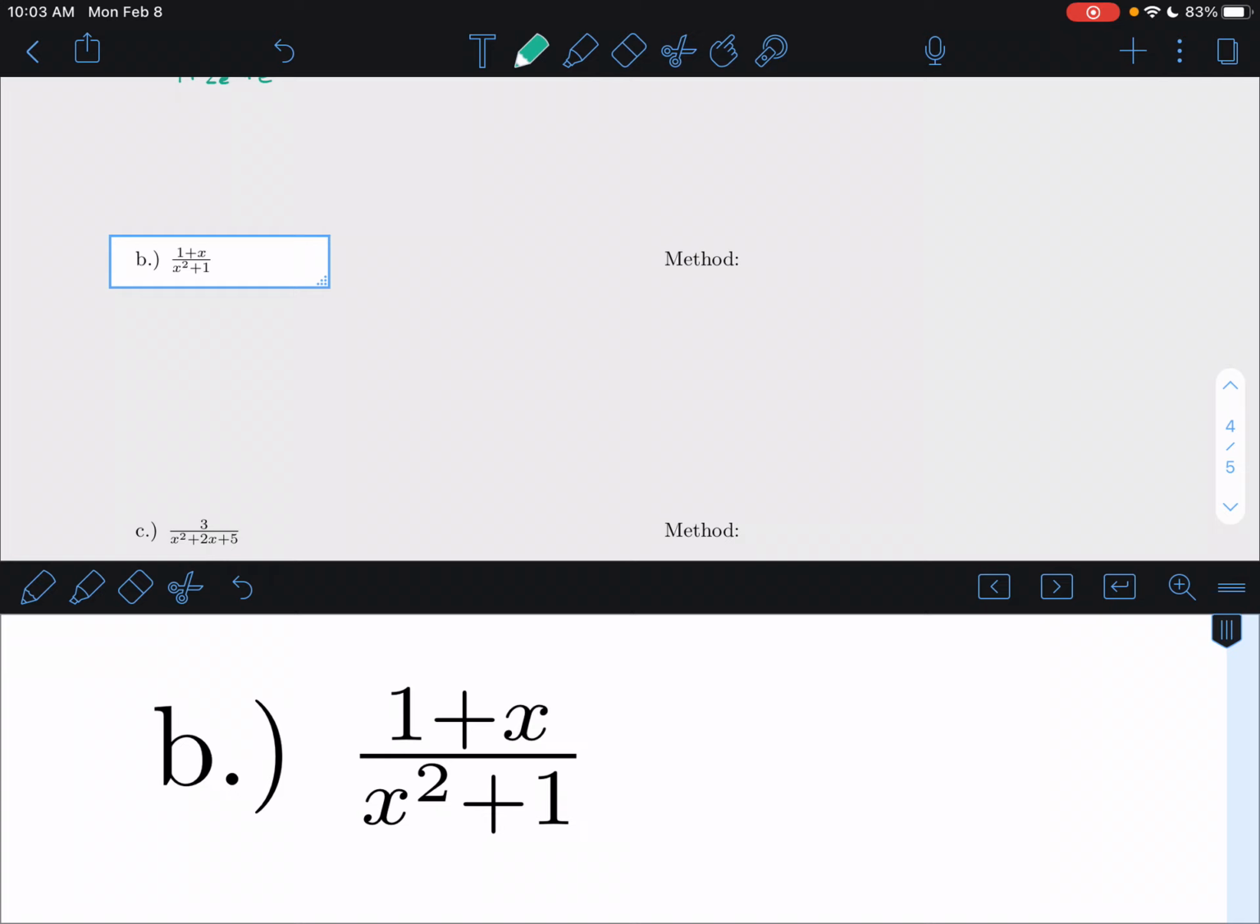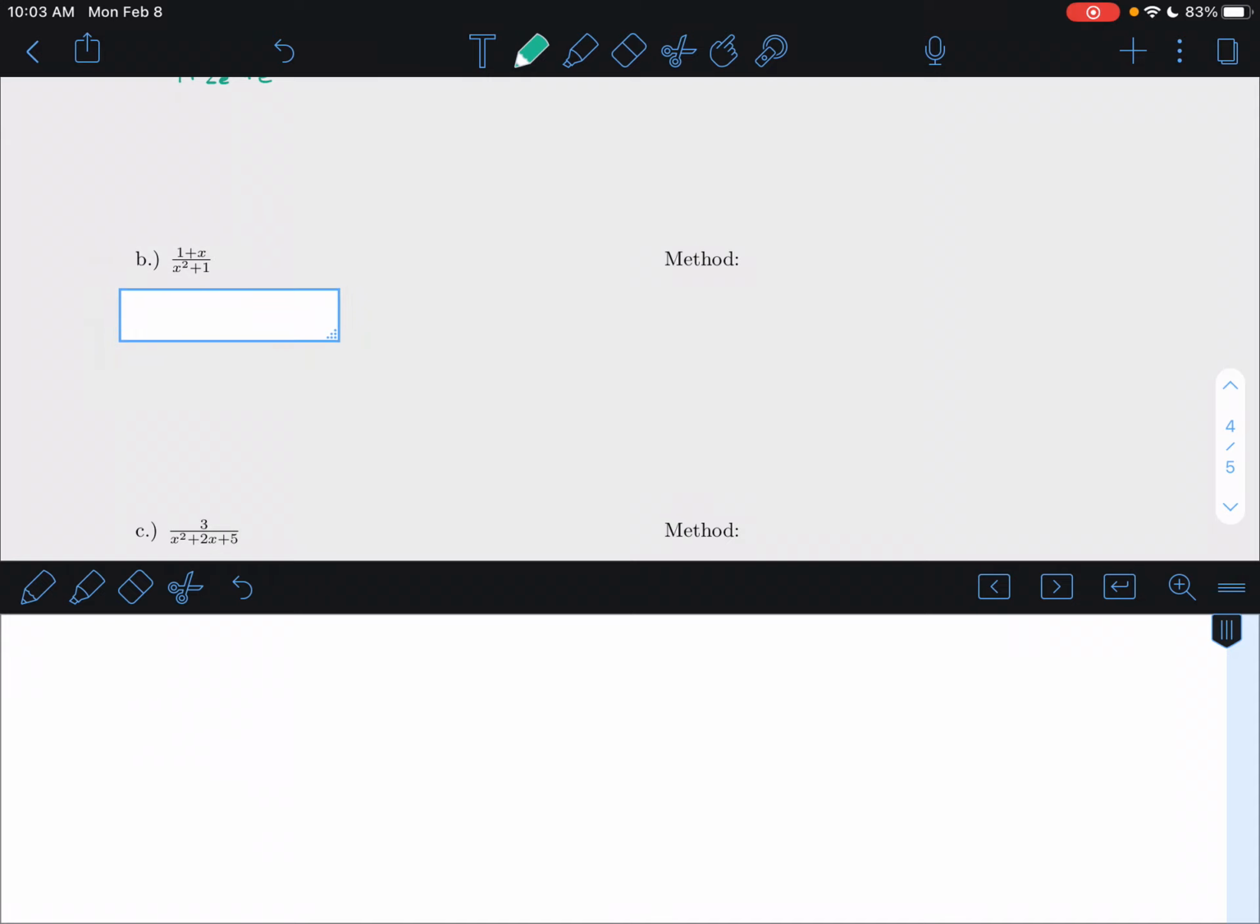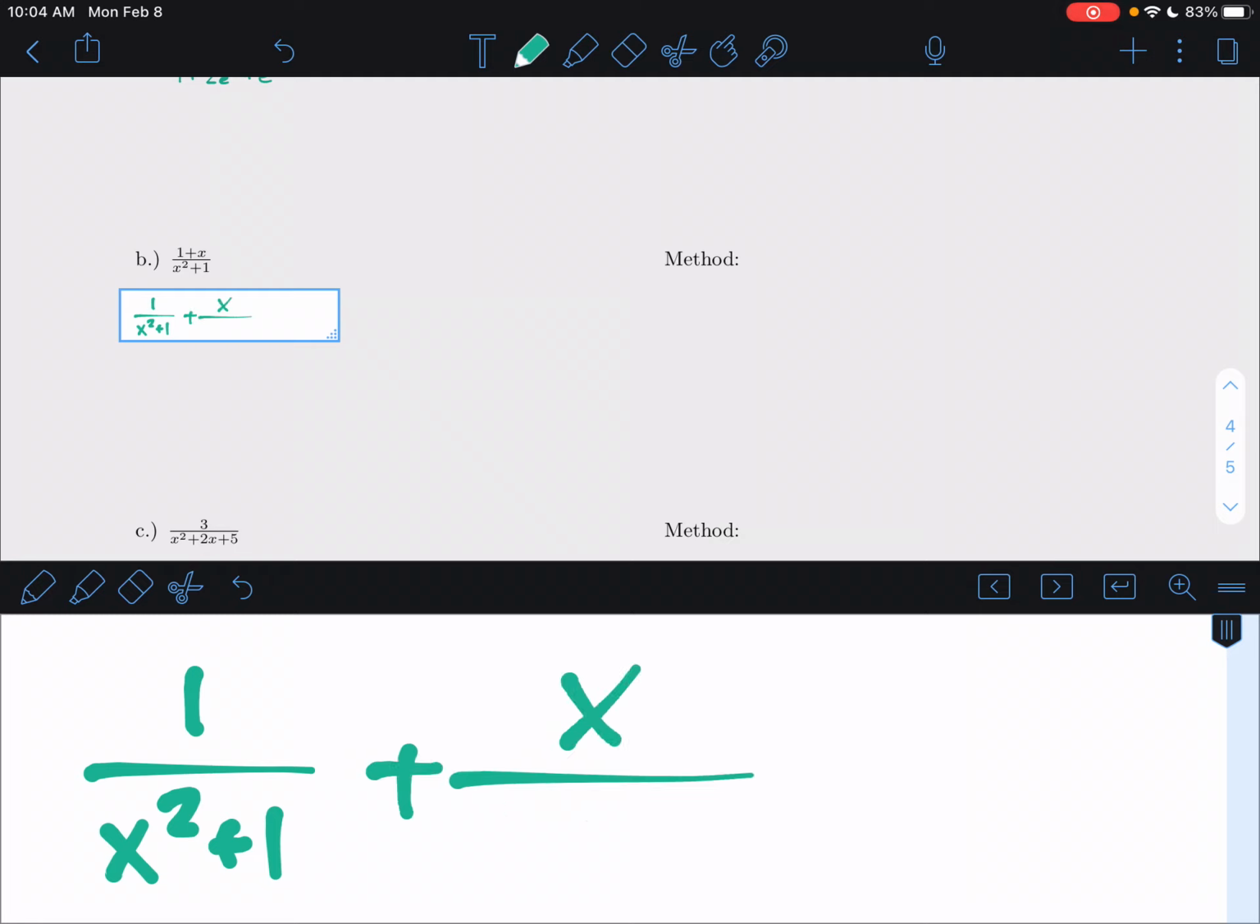With a problem like this one, the numerator and denominator don't have the same degree, so I'm not going to be dividing, but I see the numerator is just two terms being added together, so I'm just going to split them up. So I would turn this into 1 over x squared plus 1, which we can see now is the arctangent function, plus x over x squared plus 1. And with that one, we would be able to use substitution to integrate it.